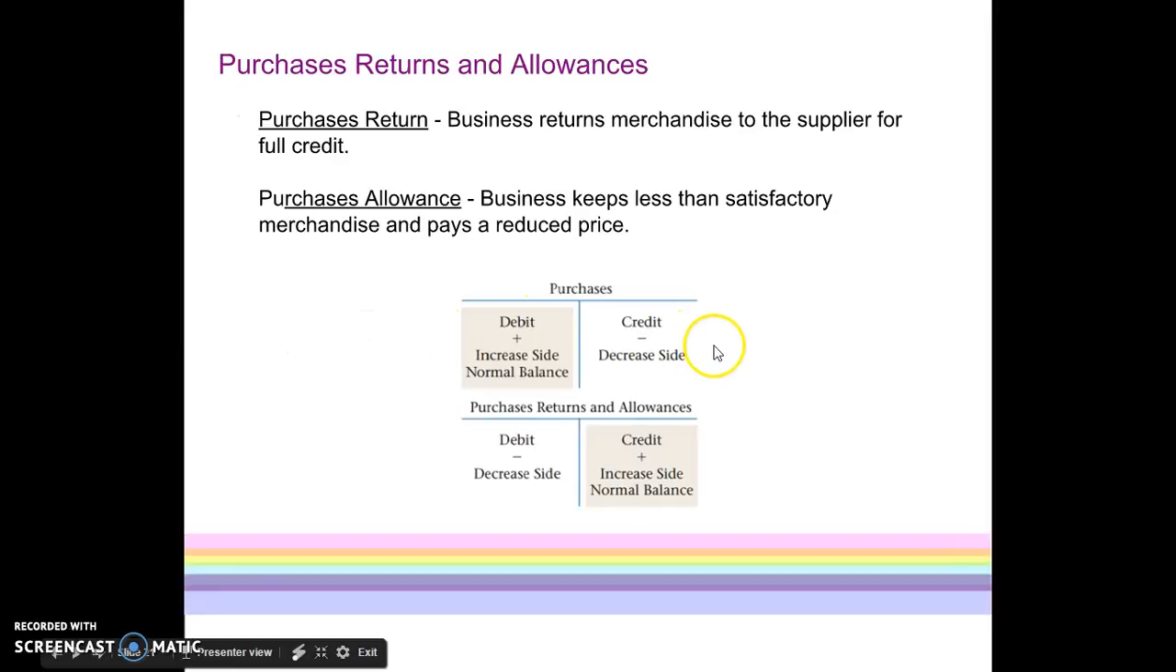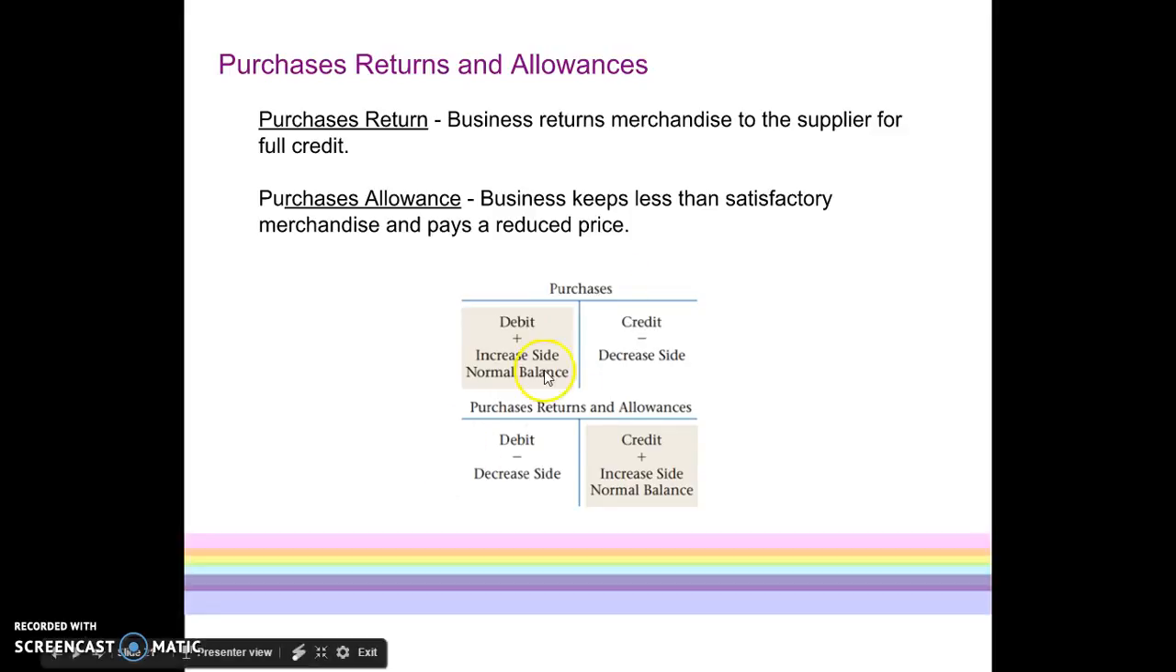Purchase returns and allowances. Purchases is the controlling account. Anything that's returned or a purchase allowance is recorded in the purchase returns and allowances account, which is going to be a contra account to the purchases account, which means it has opposite characteristics. A purchase return is when a business returns merchandise to the supplier for full credit. So we receive something that isn't what we wanted, it's defective, and we return it. A purchase allowance is when a business keeps less than satisfactory merchandise and pays a reduced price for it.